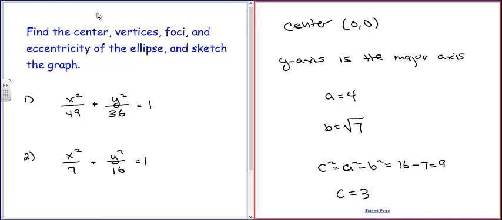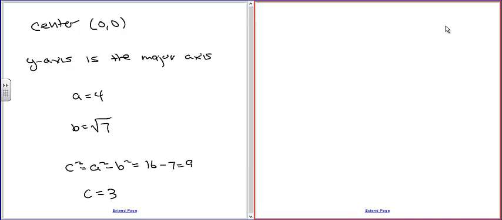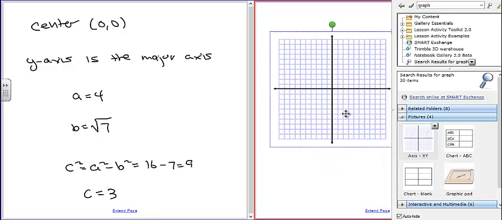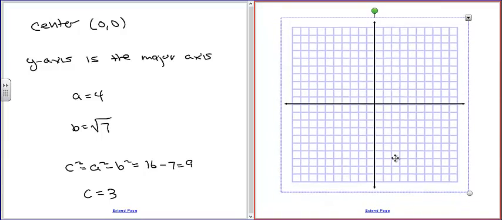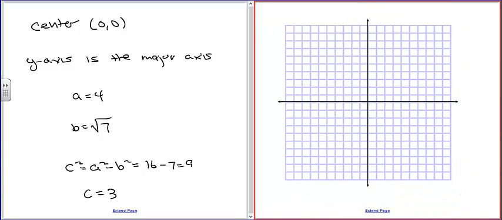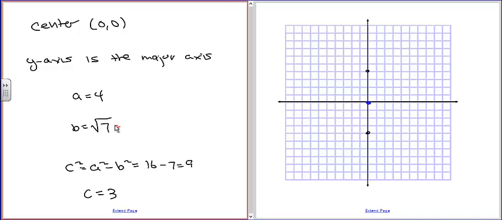So we have a, b, c, we have the center. Now all we have to do is plot it, and then we'll get the coordinates once we do that. Okay, so plot the center. In this case, the major axis is the y-axis, so we go up 4. 1, 2, 3, 4. So that's one vertex, and you go down 4. 1, 2, 3, 4. That's the other vertex. The minor axis is the square root of 7, so let's figure what that is. Square root of 7, 2.65.